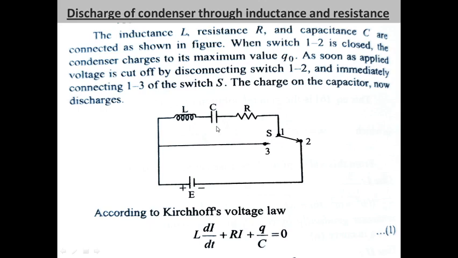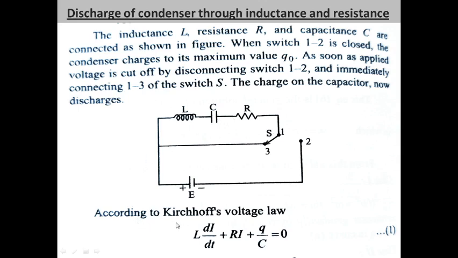Later on, open switch S. When switch S is open, means 1 and 3 are connected, and then the source of EMF will be disconnected from the circuit, and hence current will decrease, means charge in the capacitor will leak, or the capacitor will discharge through the inductance and resistance.